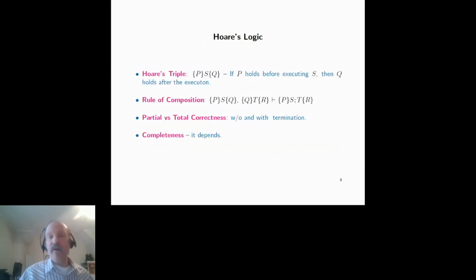Hoare also gave us, of course, Hoare's logic. So now there is a formal logic for reasoning about programs. This is what we call Hoare logic. We have the Hoare triples: you have the precondition, the statement, and the postcondition. And now you have various rules, for example, the rule of composition that essentially establishes transitivity. We have the distinction between partial and total correctness, with and without termination.